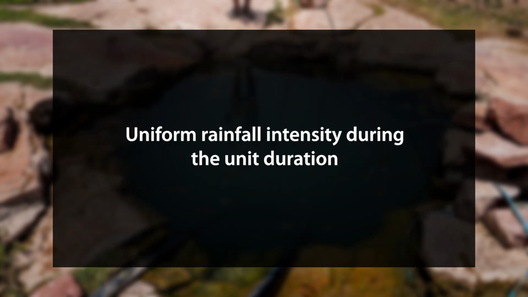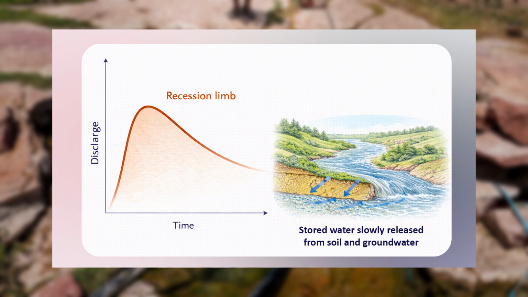B is uniform rainfall intensity during the unit duration. The intensity of effective rainfall must remain constant throughout the unit duration. For example, if the average rainfall over a basin is 12 centimeters during a 6-hour storm, a 6-hour unit hydrograph can be derived only if rainfall occurs at a steady rate of 2 centimeters per hour across the basin. If rainfall intensity fluctuates significantly with time, the resulting runoff response cannot be represented accurately by a simple unit hydrograph.